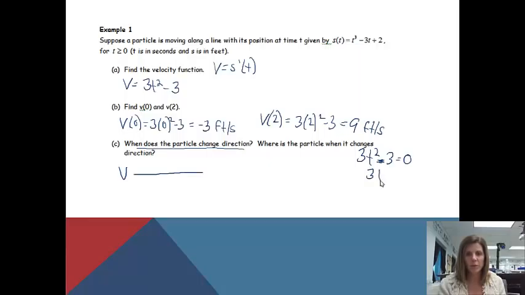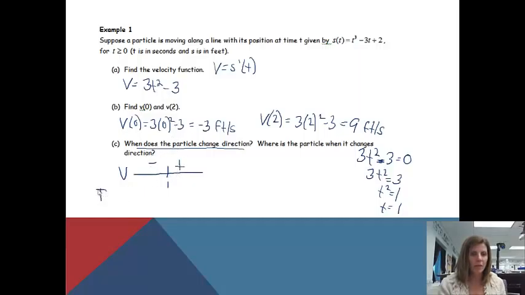So I'm going to add 3 to both sides, divide by 3, and then t would equal plus or minus 1, but since we're talking about particle motion and time, we're not going to go into negative time, so t equals 1. Just because I get t equals 1 as my critical number doesn't mean the particle changes direction. We do need to test it to make sure the signs change. So if I put 0 into my velocity formula, I will get a negative number. And if I plug 2 into my velocity formula, I will get a positive number.